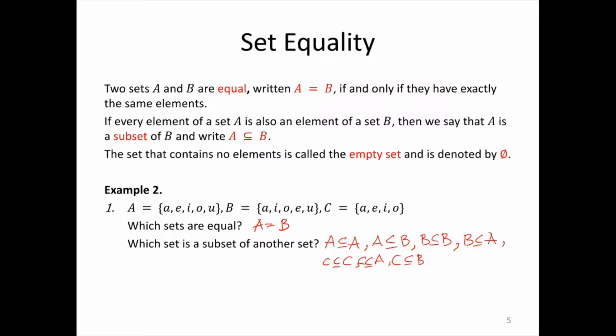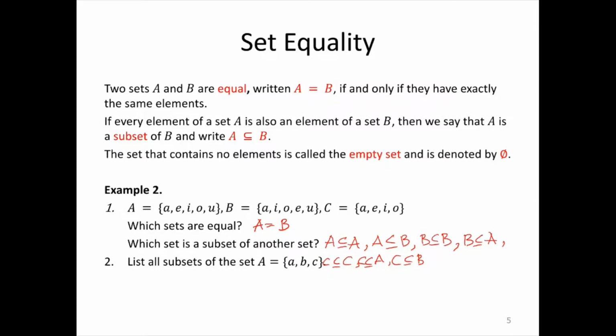What about the empty set now? The empty set will, of course, be a subset of every other set, because no elements will be part of any set. But it is not an answer to this question here, because the question is which set is a subset of another set. So we have to include A, B, and C only.